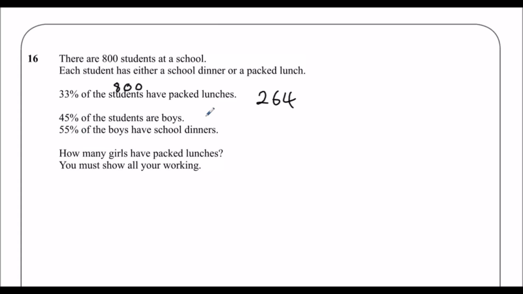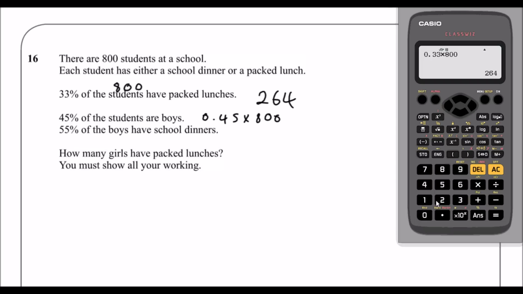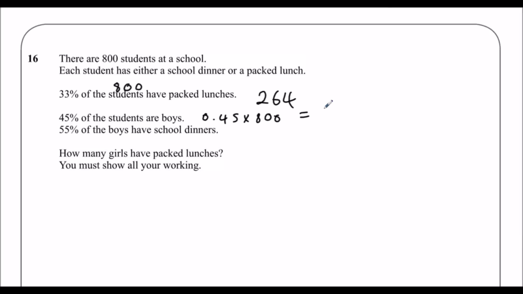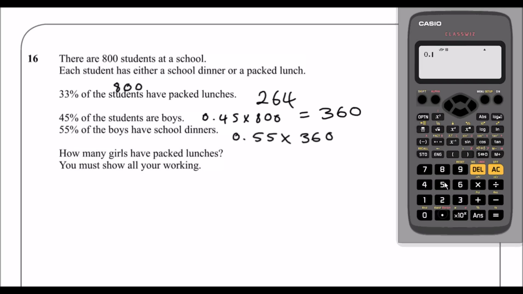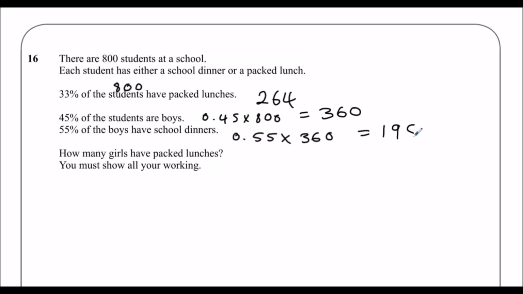45% of the students are boys, so 0.45 times 800 is 360. So there are 360 boys. 55% of the boys have school dinners. So 55% of the boys, not all the students. 55% of 360 which is 198. We need to know how many girls have packed lunches.